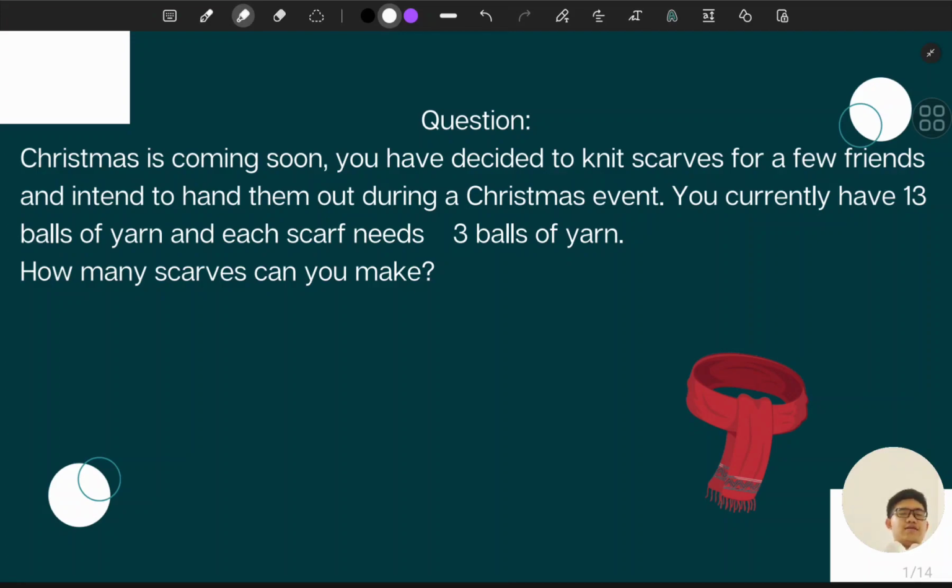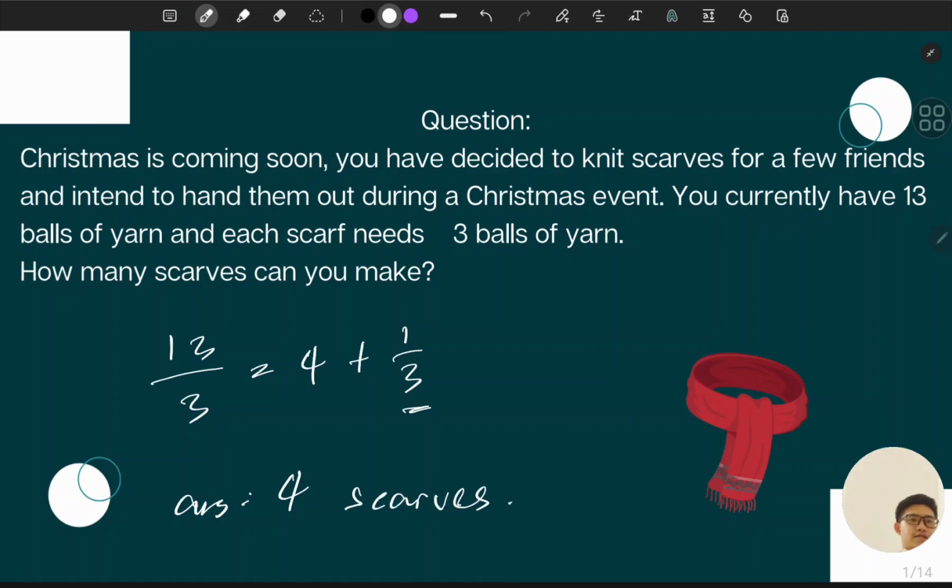So it's a pretty easy arithmetic question. You just take 13 divided by 3, which gives you 4 and 1 over 3. 1 over 3 means it's not a whole scarf, so your answer to the question would be you can make 4 whole scarves.